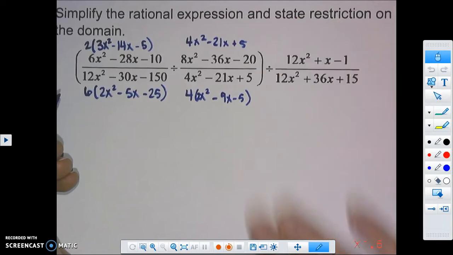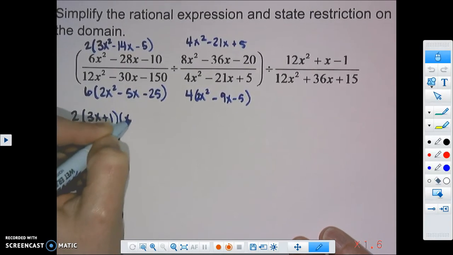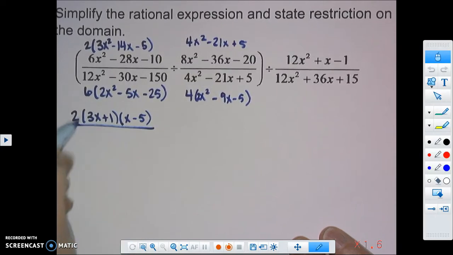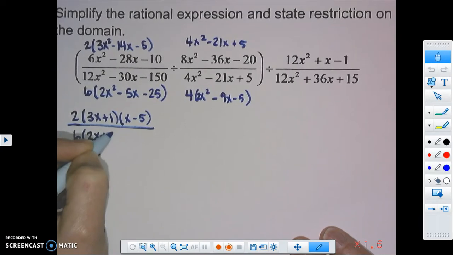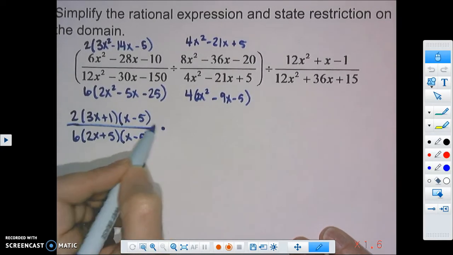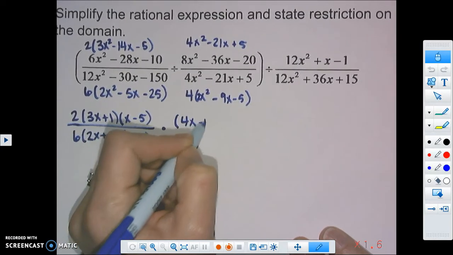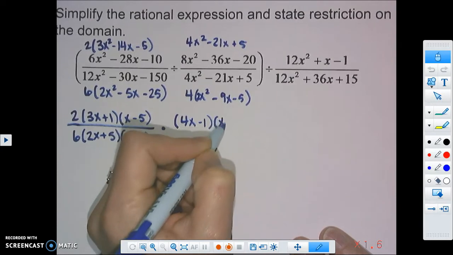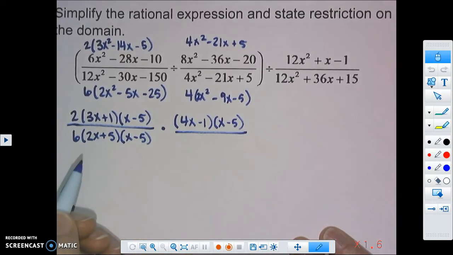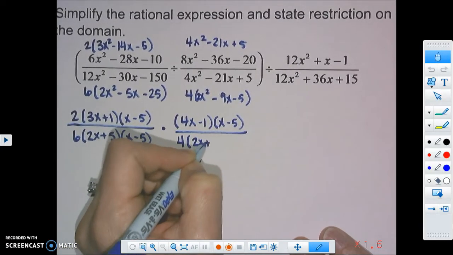So again, we're ignoring this last part at the current moment. So we're going to have 2. The inside piece is going to factor into 3x plus 1 and x minus 5. In the denominator here, we have 6 as a GCF. The inside factors into 2x plus 5 and x minus 5. The numerator is going to factor into 4x minus 1, x minus 5. And the denominator is going to factor with the GCF of 4 out there into 2x plus 1 and x minus 5.